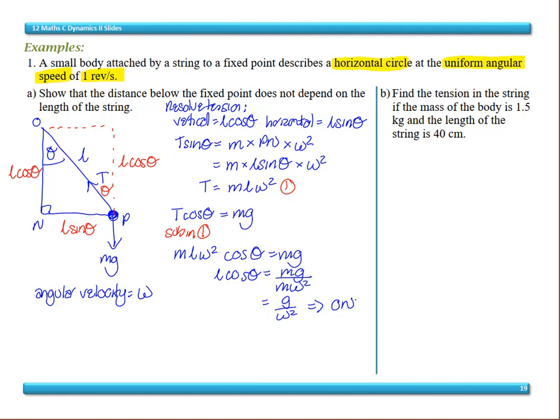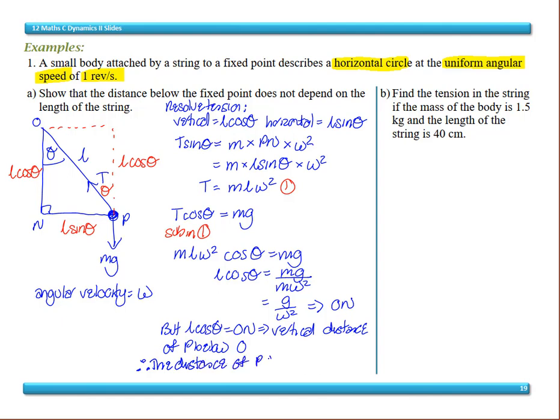Okay, our vertical component, L cos theta, equals ON, as I just said, which is the vertical distance of our body P below O. So therefore, the distance of P below the fixed point doesn't depend on, or is independent of, the length of the string.